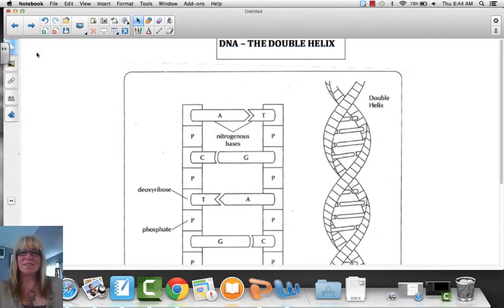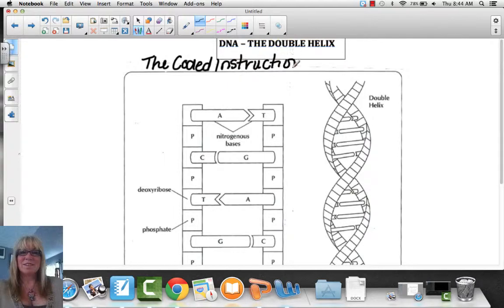So let's just review the double helix first. Remember that the double helix is called the coded instructions. And DNA has the instructions for everything in our body, for everything that is made.